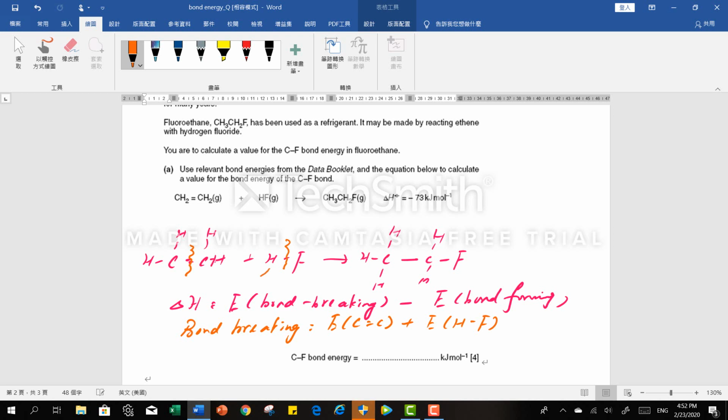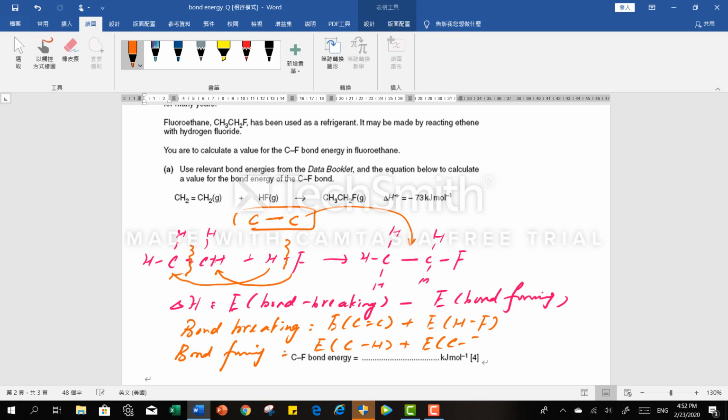And then this is an addition reaction. So the double bond, after breaking down, has to form a single bond back, okay? So for the bond forming, I bet you have to form a new C-H bond and a new C-F bond, these two bonds, and you have to form a new C-C bond because you break down the double bond. You need to form the single bond back, okay?